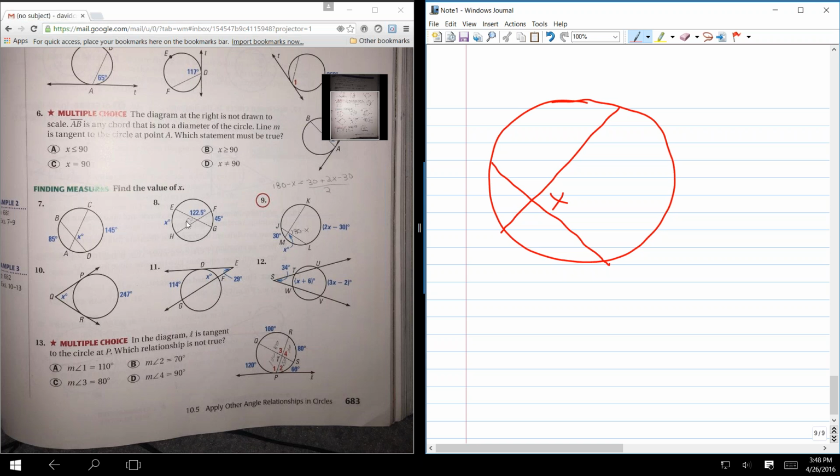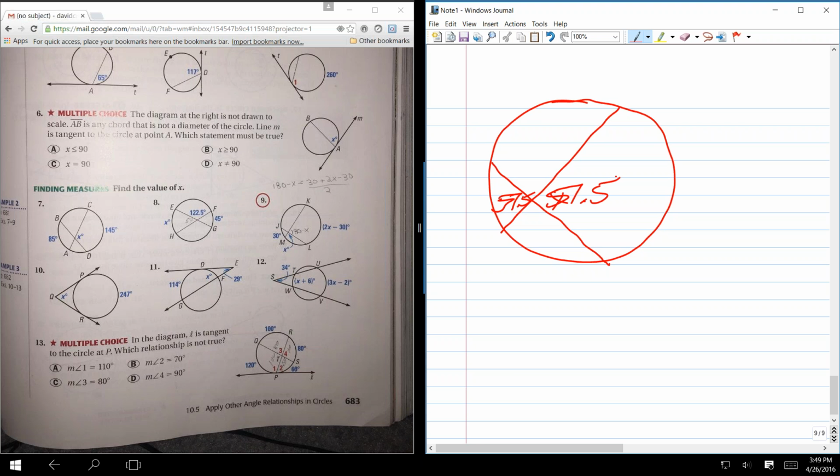What's this angle right here? These are the two key angles right here, not the 122.5. Well, I know, I just had to use that to find that one angle. So it was 57.5. 57.5, okay. That's also 57.5 because they're vertical angles.